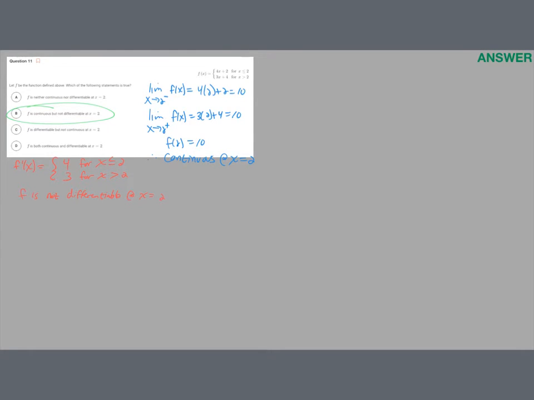Substituting in also gives you 10, which means that the function value at 2 is equal to 10 because you plug into the top branch. Since both limits and the function value are all 10, the function is continuous at x equals 2. To check for differentiability, take the derivative of your f function, which is over here in red. The derivative of the top is 4, the derivative of the bottom is 3. These two do not match at 2, so it is not differentiable at 2. Choice B is the best option. It is continuous, but not differentiable at x equals 2.